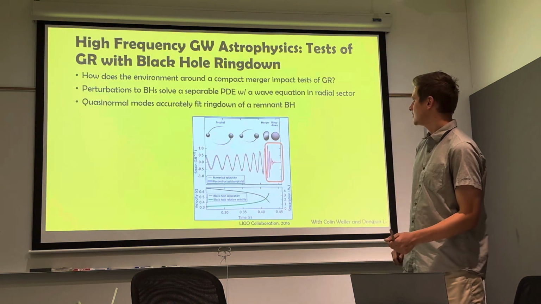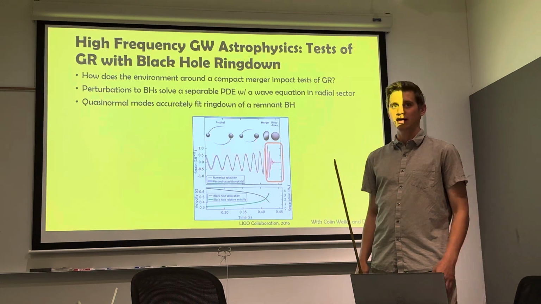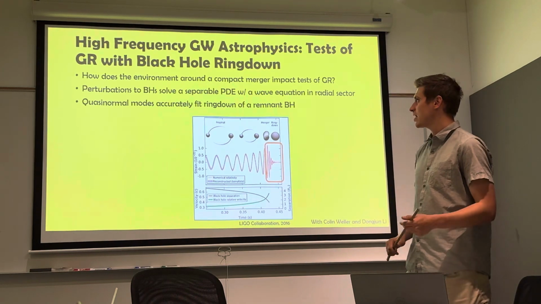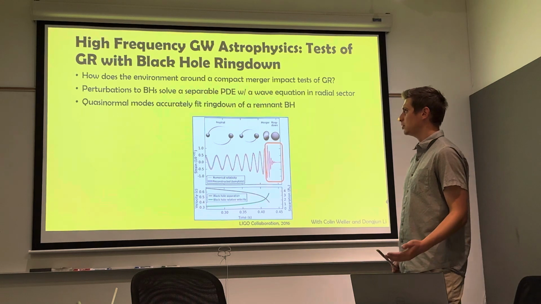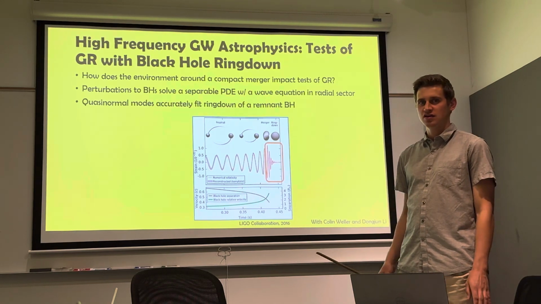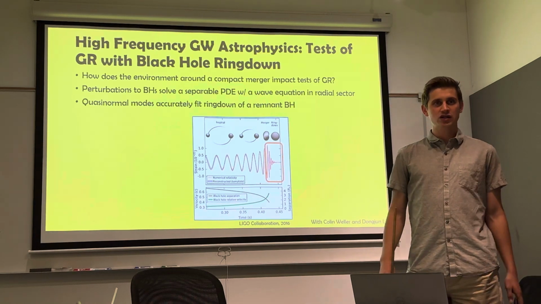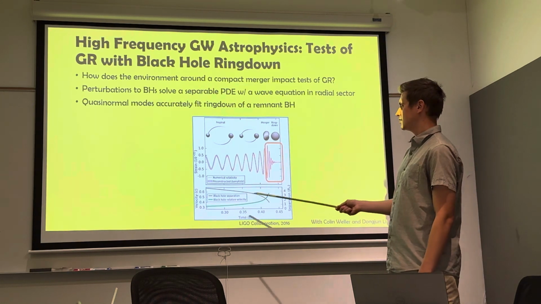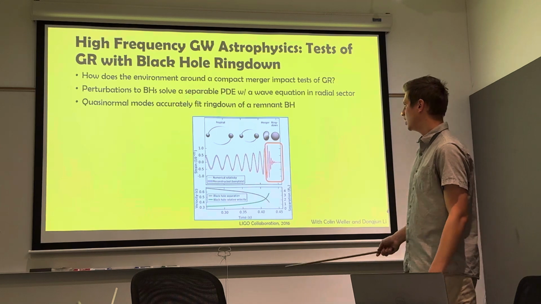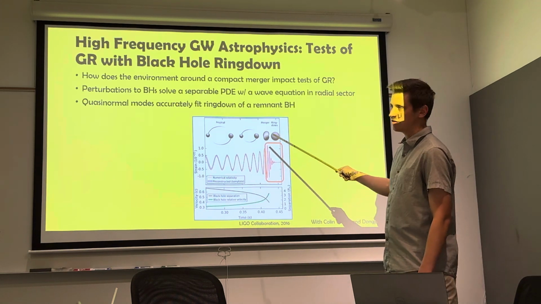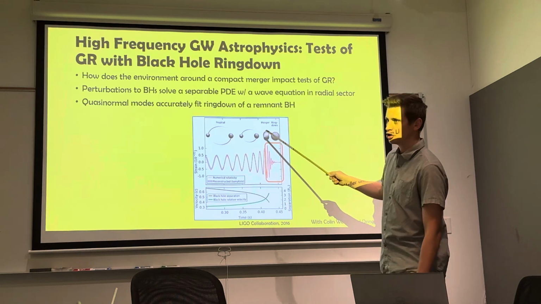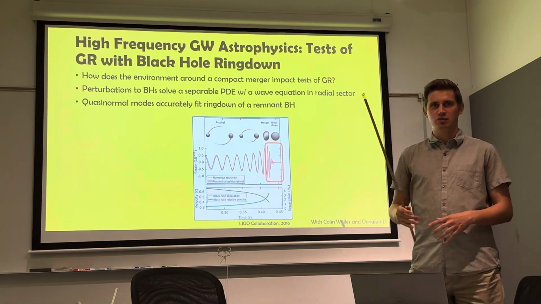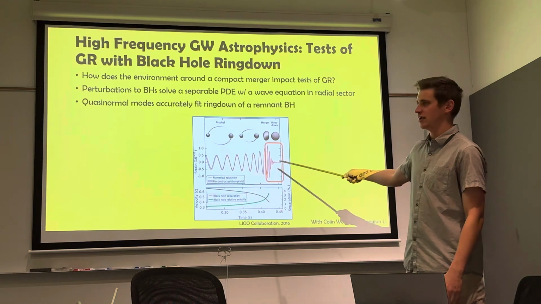The second bullet point is that the solutions to this wave equation in the radial domain, which are completely ingoing at the horizon and outgoing at infinity, are known as quasi-normal modes, and their respective frequencies, or the QNM frequencies, accurately fit the ringdown of a remnant BH. These QNM frequencies are complex. They have a negative imaginary part so that the solutions decrease in time. Looking at this figure from the first gravitational wave detection, this ringdown is the final phase of a compact merger, where once the two black holes have merged into a single horizon, they oscillate and emit gravitational waves until they relax to their final equilibrium configuration, and this looks like a sum of decaying sinusoids.